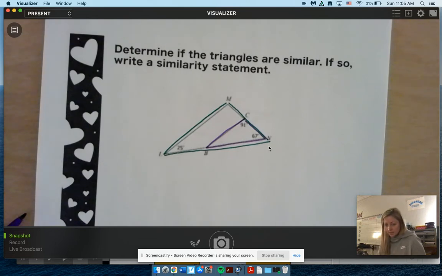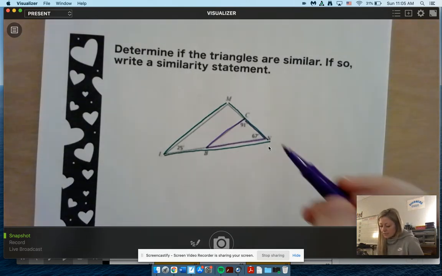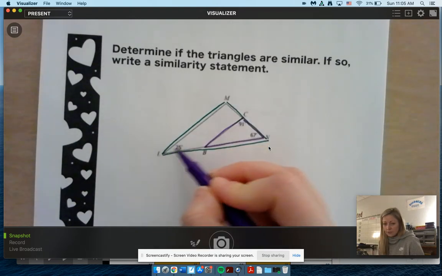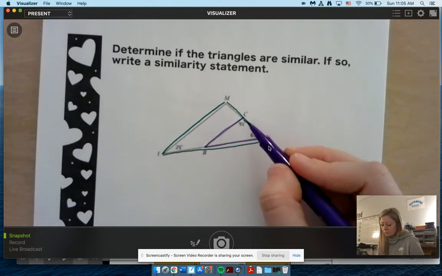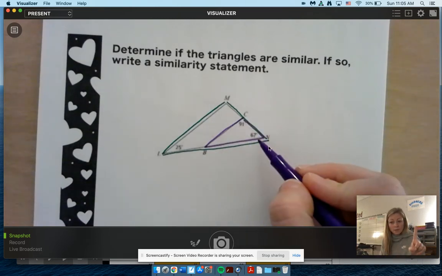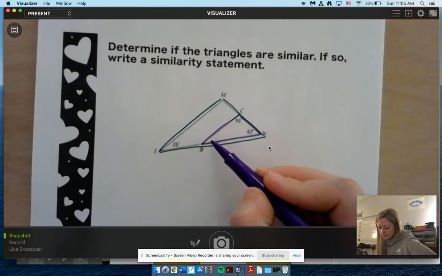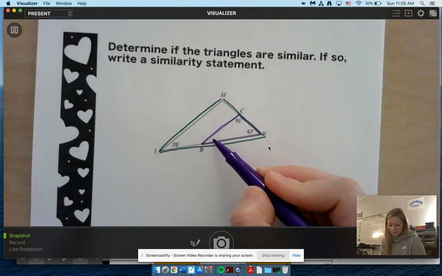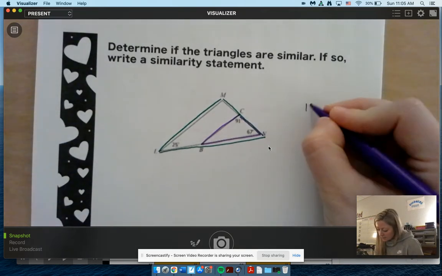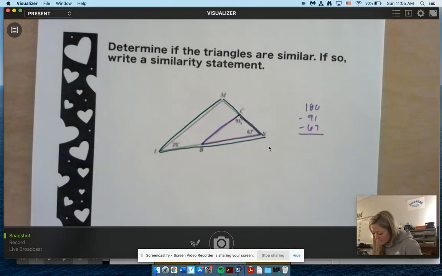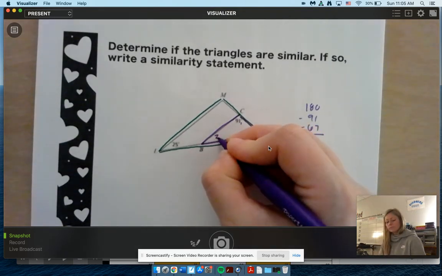So now I'm looking, and do you guys notice how angle N is in both triangles? When I outlined the green one, I had angle N, and then when I outlined the purple one, I also had angle N, so that's one pair. Now we need to see if there's another pair. Okay, so we first need to find out what this little angle is here. So if we take 180 minus 91 minus 67, we should get 22. So this little guy's 22.